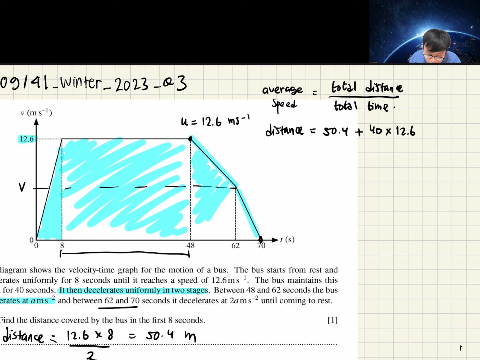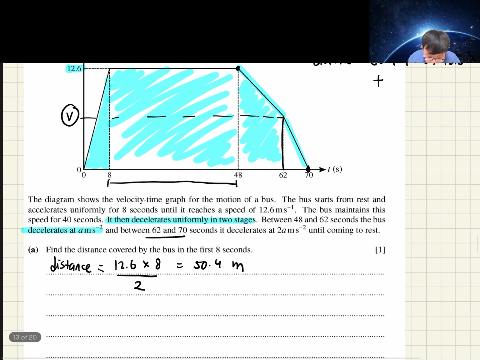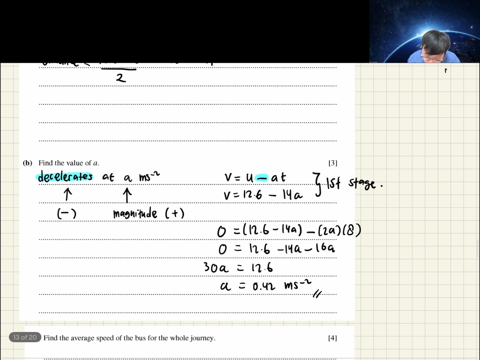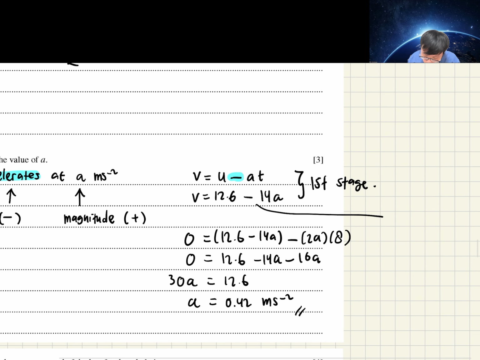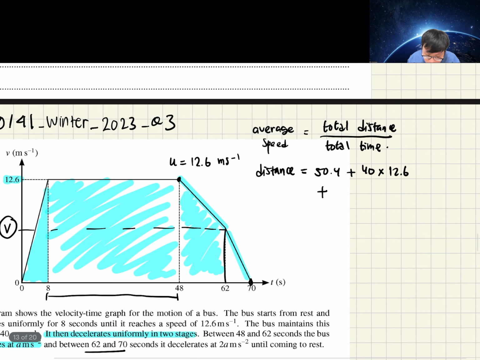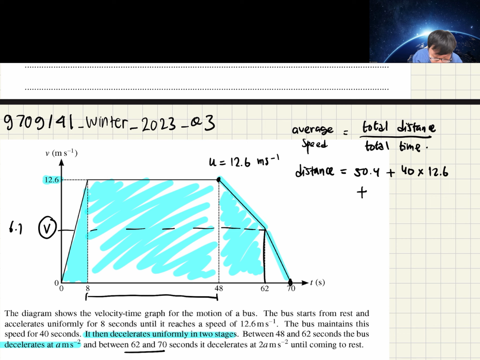The third one is trapezium. Use the formula of trapezium, which is the sum of parallel sides, which is this one, the V. So we need to find V first. V, already calculated, is this one. V equals 12.6 minus 14 times a, which is 0.42. So you get 6.72 meter per second. So the value of V here is 6.72.